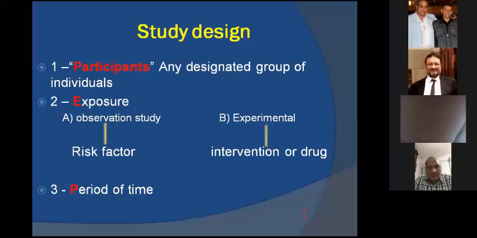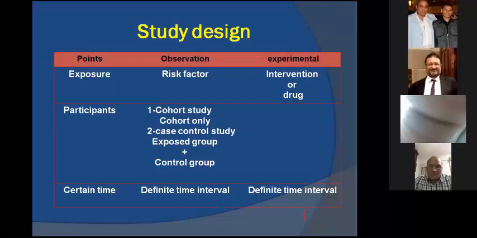All of this is done through a time limitation. Time must be conducted carefully and mentioned. The duration of time must be mentioned carefully in the study. These are the three points or the three characters of the study: participant, exposure, and period. Let's see how all this affects the study.